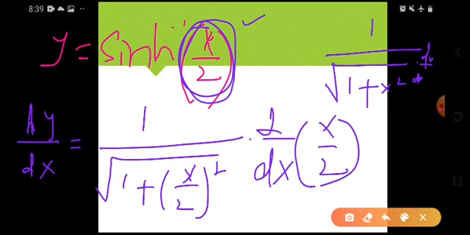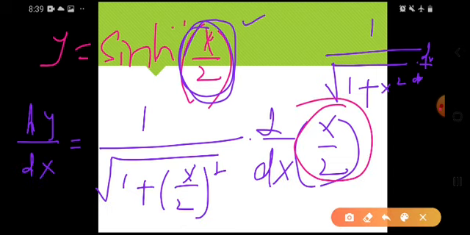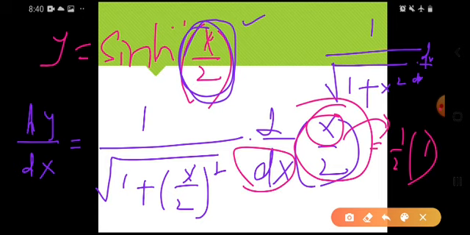What more will there be? Simplification. By the way, what would be the derivative of this with respect to x? This 1 over 2 is a constant. It will come out. I will explain this. 1 divided by 2 will come out, and the derivative of this x with respect to x would be 1. So that's how you're going to get it.